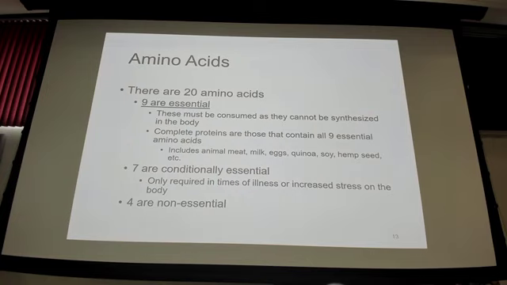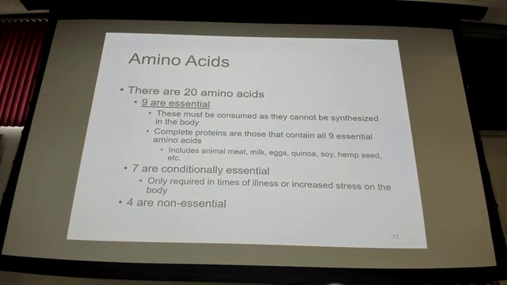There are 20 amino acids in total. Nine are essential, and 7 are conditionally essential, meaning that we need them when we're under stress. And what do I mean by stress? Infection, physical stress, psychological stress, emotional stress. We need them at times of physiologic stress, so we need to take them in more. What does it mean when they're essential? It means we can't make it. We have to take them in exogenously. We have to eat them. We have to bring them in.